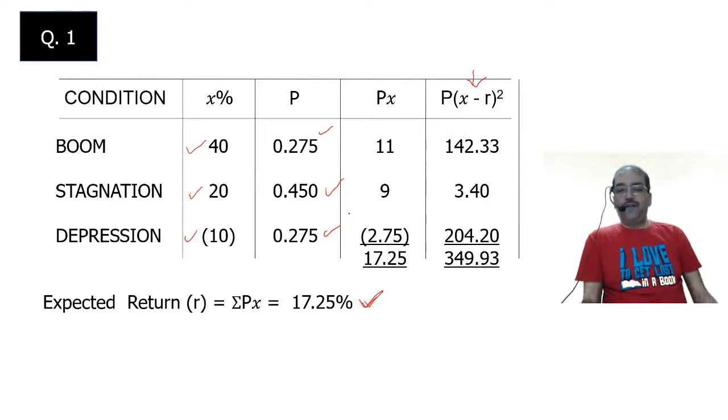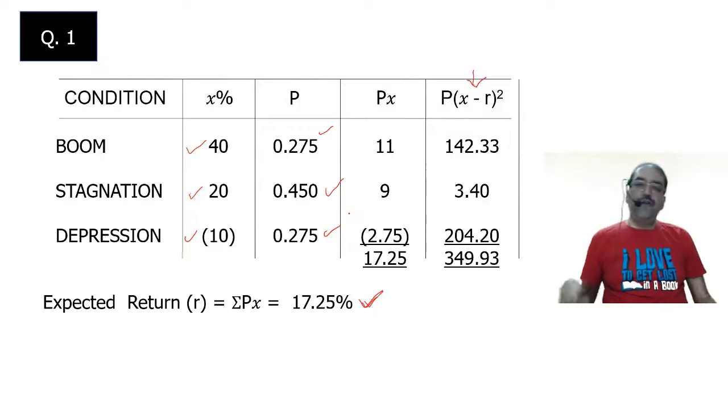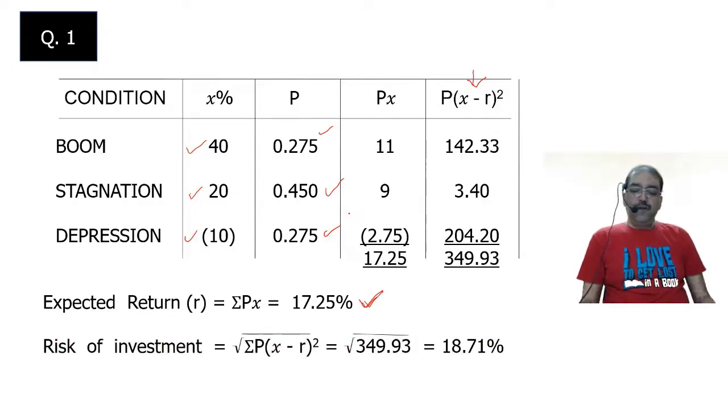This is the variance. But risk of the investment is not the variance. Risk of the investment is the standard deviation. So I need to take the square root of this. So risk of the investment is the square root of P into (X minus R) the whole square. That comes to the square root of 349.93. That is 18.71%. Okay, this is clear.